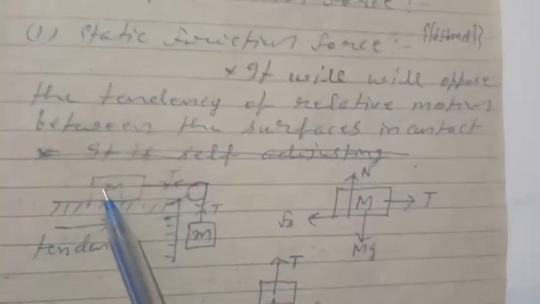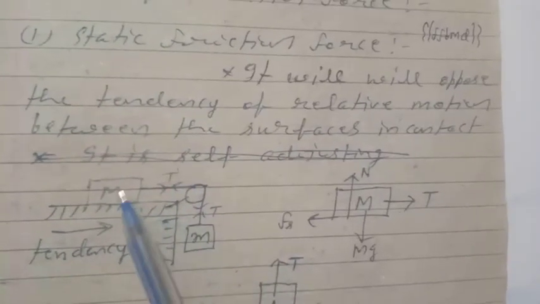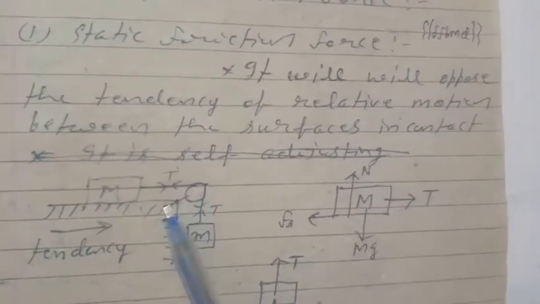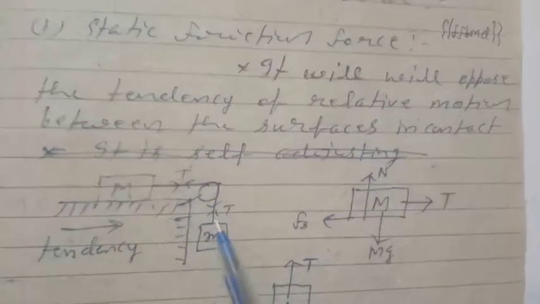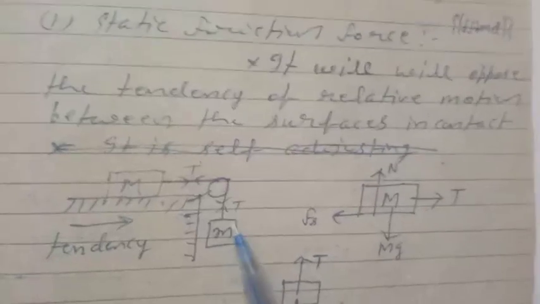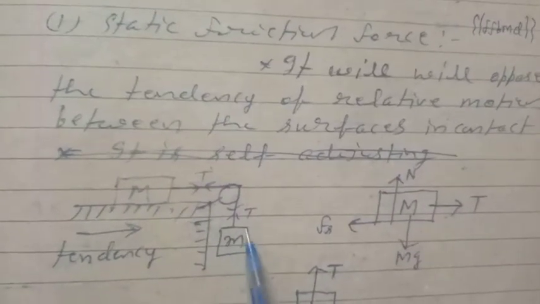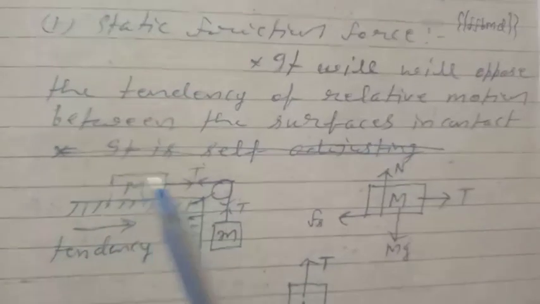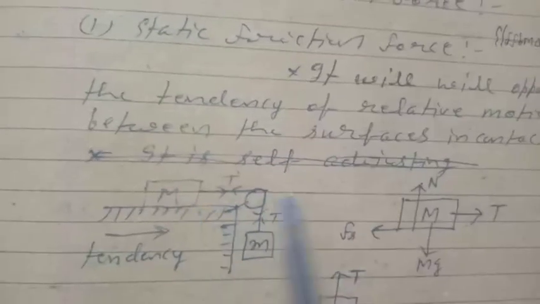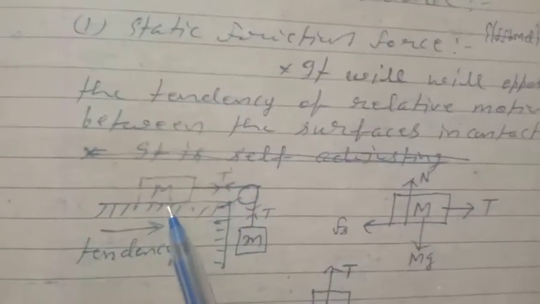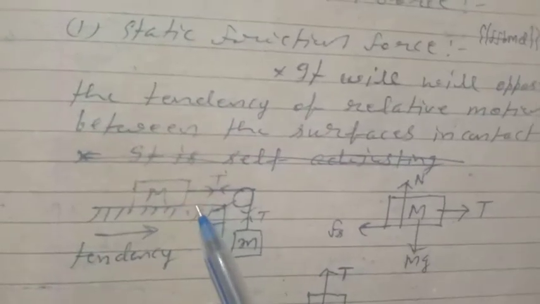For example, here we see two bodies. One body is placed on the table and connected with a pulley and a string. There is another body of mass m. Now, due to the weight of this body, this body has a tendency to move in this direction. So there is a relative motion between the surface of the body and the table.